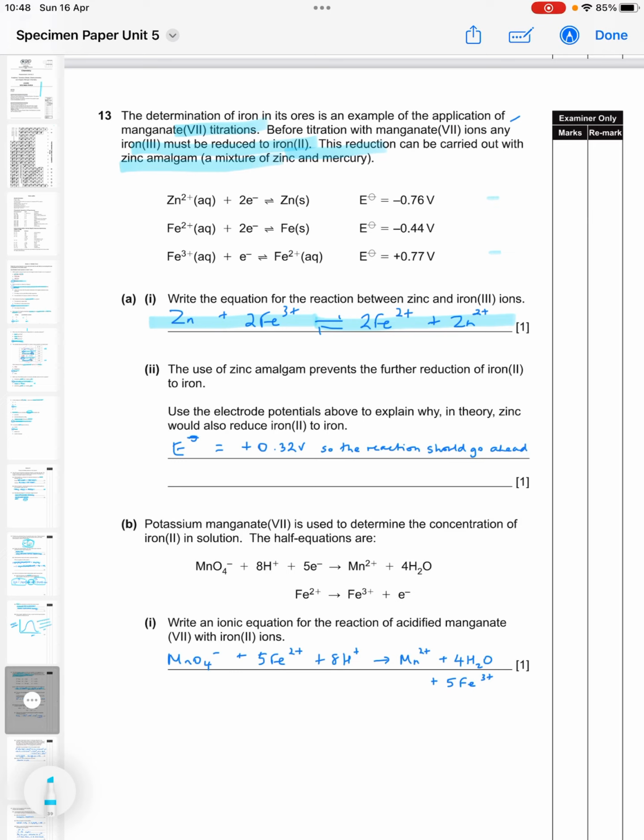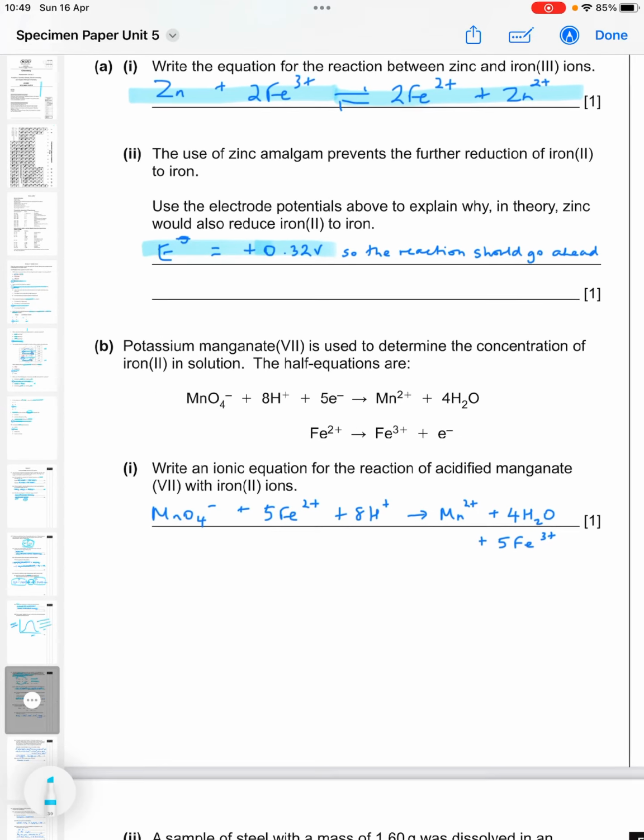Then the use of zinc amalgam prevents the further reduction of iron(II) to iron. Use the electrode potentials above to explain why, in theory, zinc would also reduce iron(II) to iron. Well, if you look here, zinc's reaction is going this way, and iron(II) to iron is going this way, so it should go ahead. And if you look at the difference in the values, it's 0.32 volts. So that's really what you need to say in your answer: the electrode potential difference is 0.32 volts, so the reaction should go ahead.